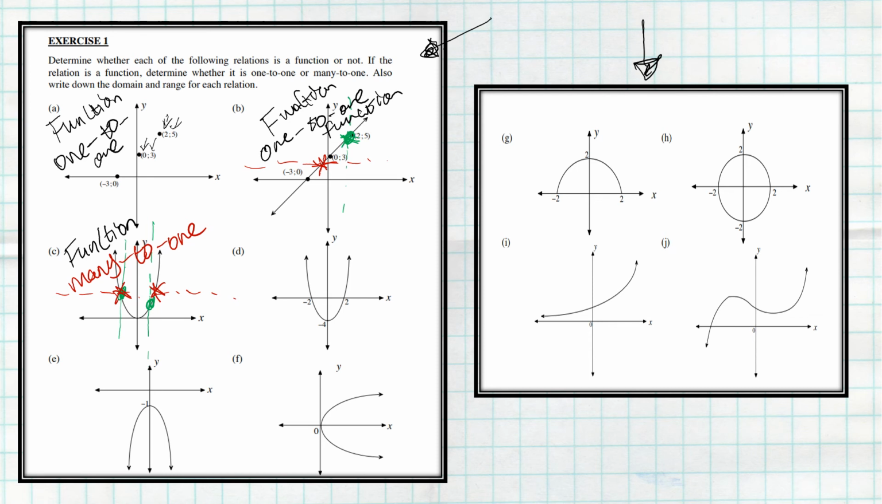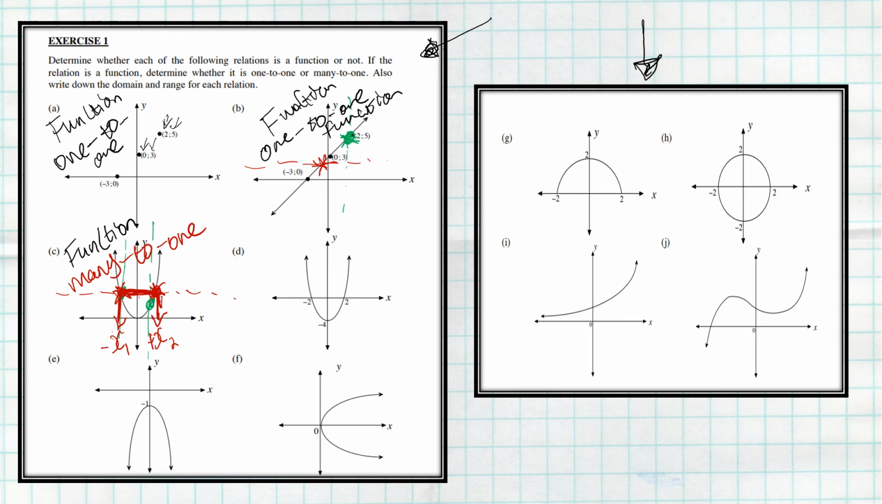It's because a single y value corresponds with more than one x value. You can see this is a negative x, and this is a positive x. So these two x values, more than one x value, correspond to only a single y value. That's why we say it's a many-to-one function.